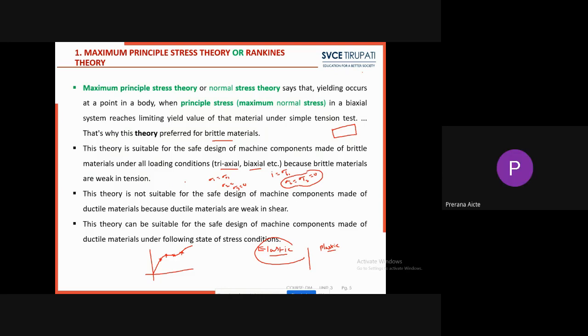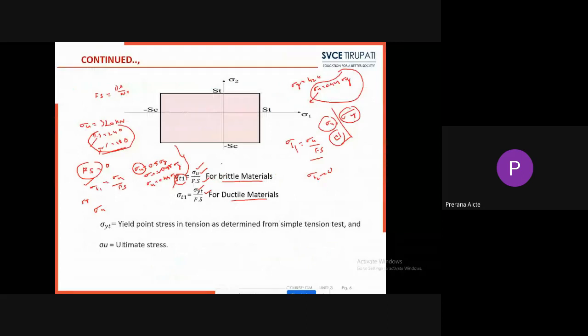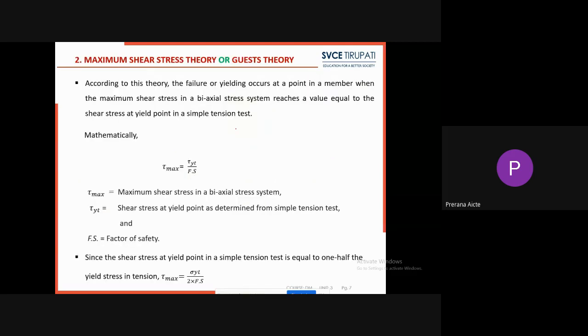One more very important point: the maximum principal stress theory is applied for rectangular components. Note down, for a rectangular component this theory is applicable. Maximum principal stress theory is also called Rankine's theory. That is the concept of the first theory of failure. Now I will go to the second theory of failure. The second theory, maximum shear stress theory, is also called Guest's theory.